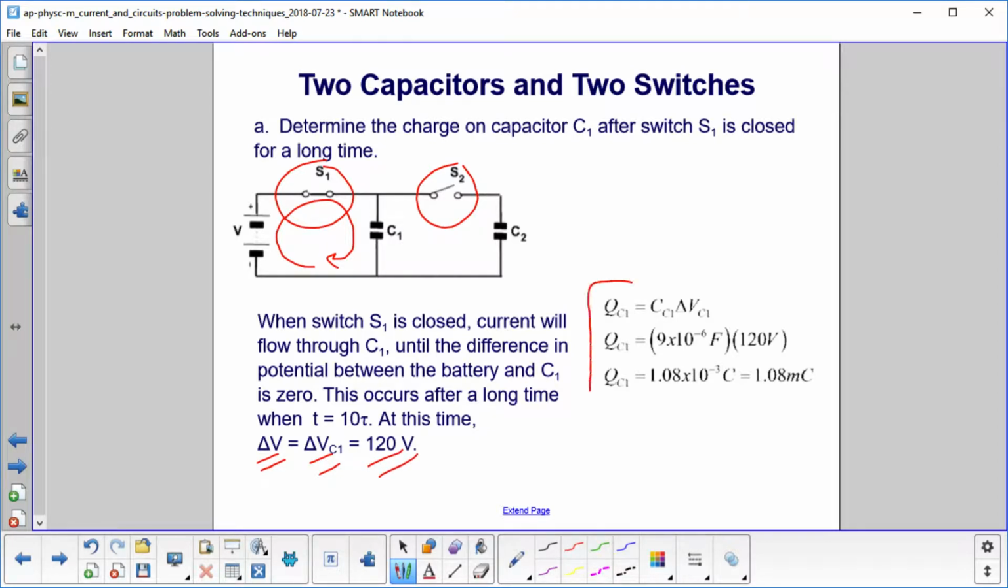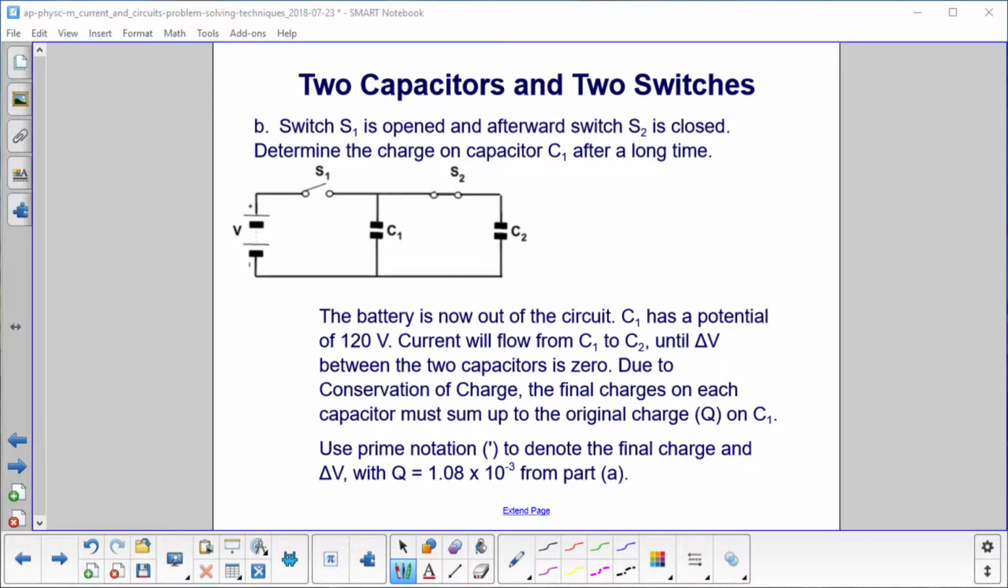So to find the charge, it's just C delta V. We substitute in the values for the capacitance and the voltage, and we get the charge on capacitor C1 is 1.08 millicoulombs. We open switch 1 and close switch 2.